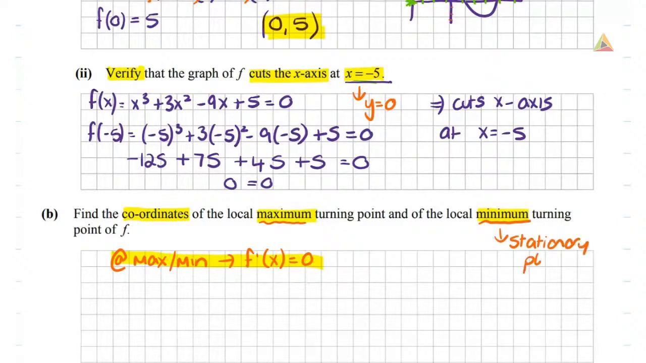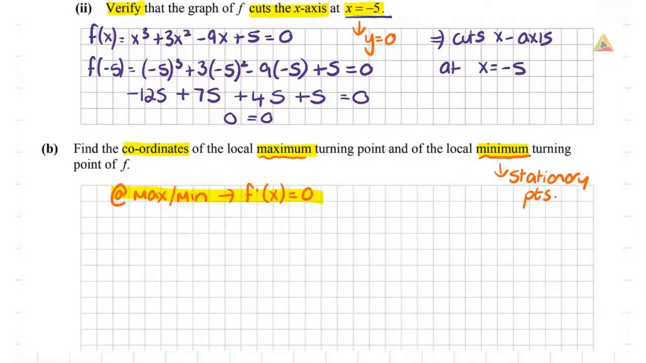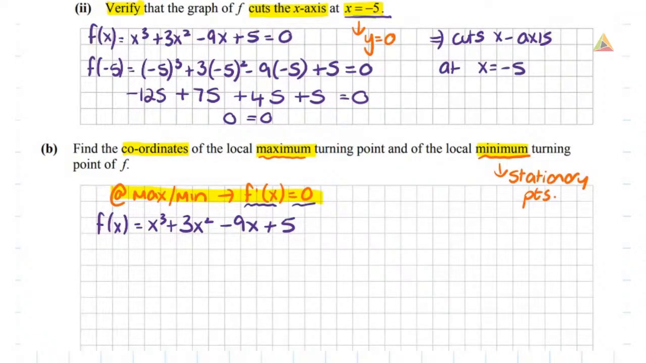And those are exactly the same things. So stationary points, local max or min, or turning points, they all mean exactly the same thing. So we're just going to remind ourselves of what our function was. It was x cubed plus 3x squared minus 9x plus 5. And what we're going to do is differentiate and let our derivative equal 0.